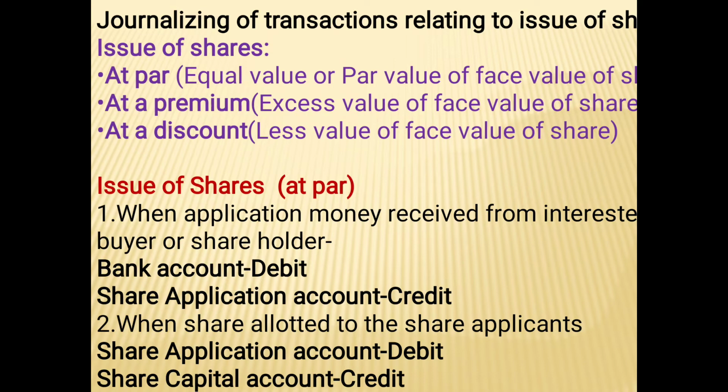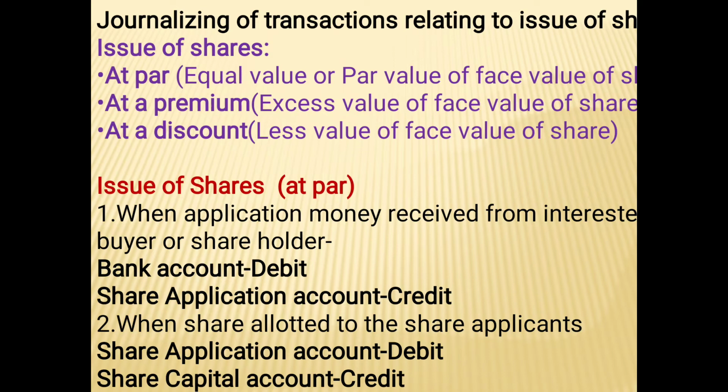Dear learners, now you can know about the issue of shares. How many types of issue of shares or share issuing are there? Three types. Number one, at par, that is equal value or par value or face value of share. Second, at a premium, that is excess value over face value of share. Number three, at a discount, that is less value than face value of share.